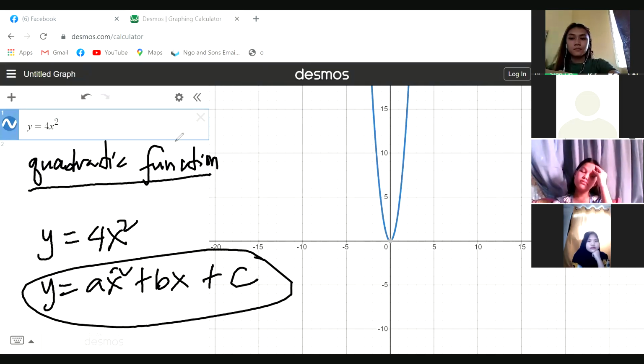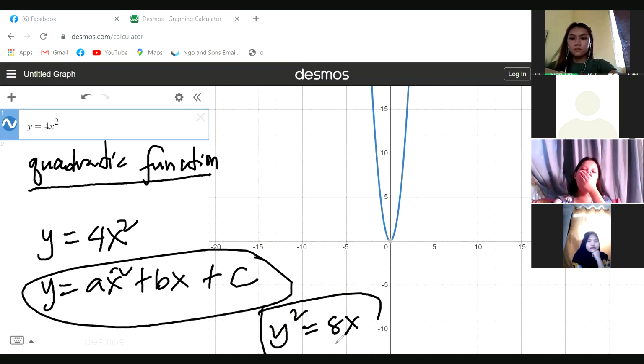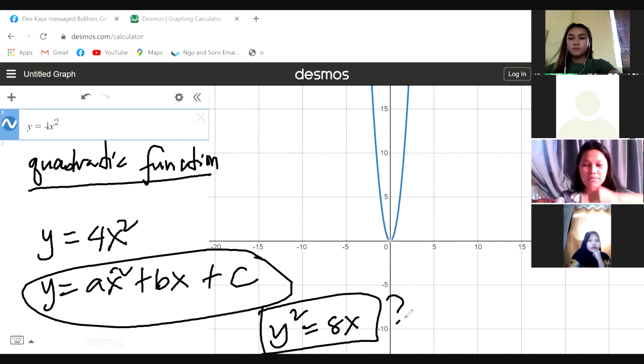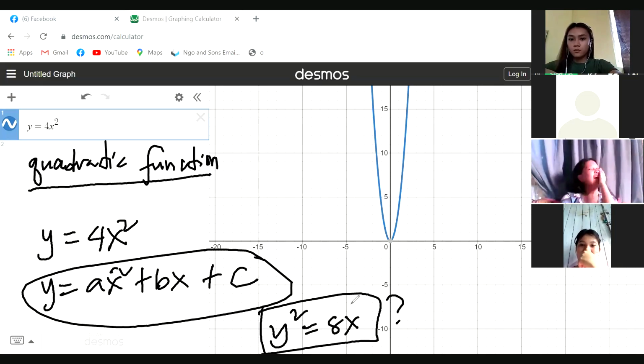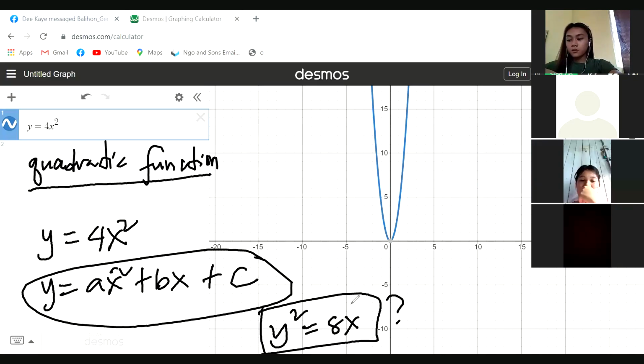Now, if I give you this one, is it a function? What do you think? Is it a function? Yes or no? Michelle, what do you think? Yes, sir. Yes. How about the rest? What do you think? Is it a function? Chelsea, what do you think? Is it a function?